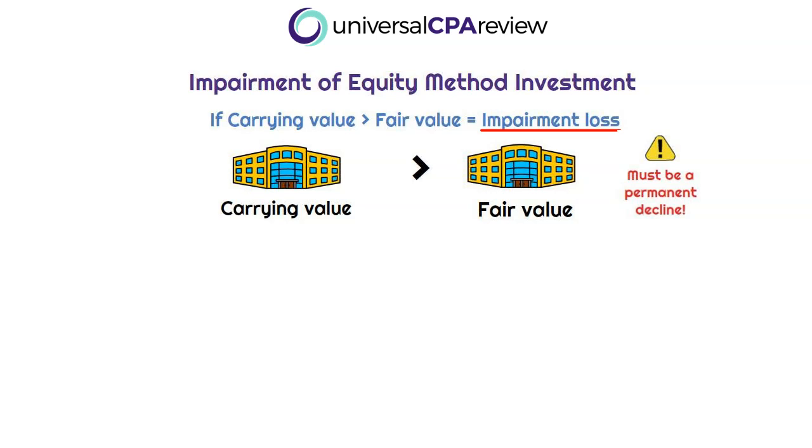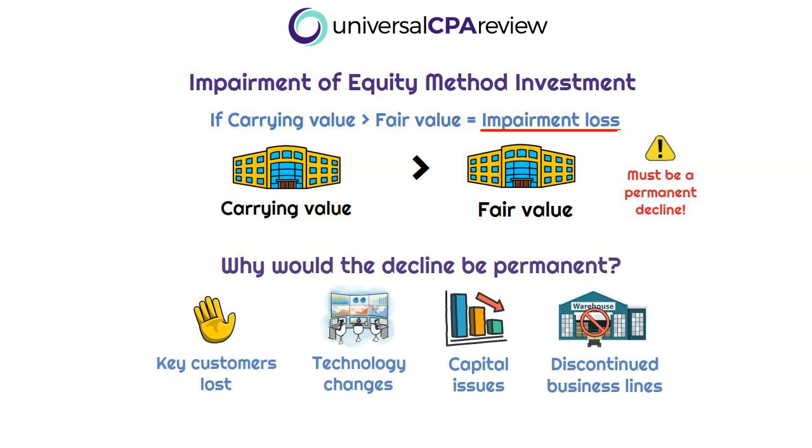So the actual calculation for an impairment loss is very simple, but determining whether we should record an impairment loss is not as easy as it sounds, because US GAAP basically says that there has to be a permanent decline in fair value. Well, there are a lot of reasons we could have a permanent decline, and it's not as simple as just the quoted price going down. There could be other factors such as key customer losses, or technology changes, or working capital deficiencies, or they discontinued some businesses.